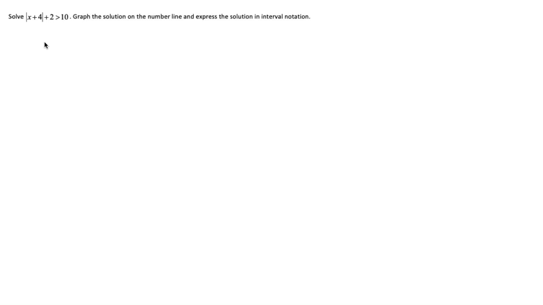All right, we want to solve this inequality: the absolute value of x plus 4, plus 2, is greater than 10. Because this is an inequality, we also want to graph the solution on the number line and express the solution in interval notation. Because it's an inequality, there are always two sides, right?